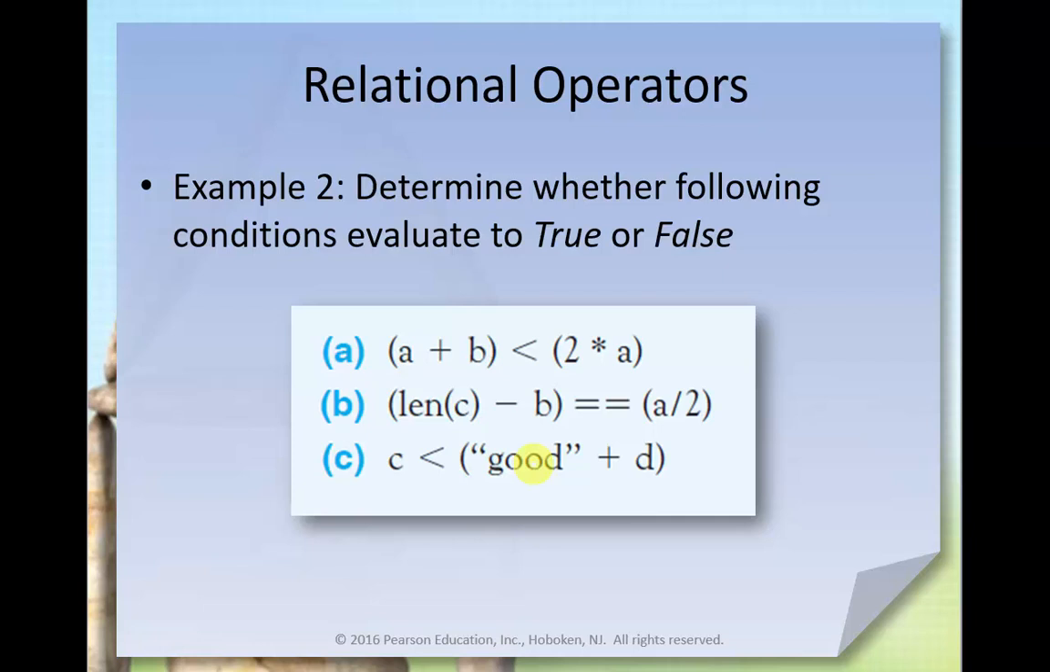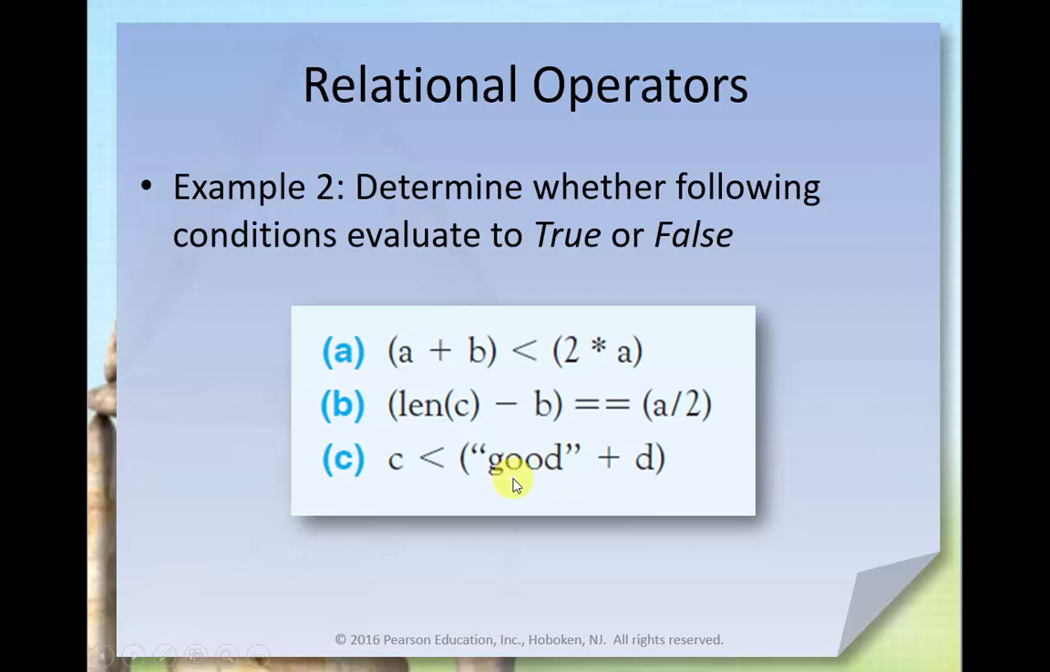So is C less than, well, actually you'd have to see the example in the book for this to make a little bit more sense. This is example 2 on page 424, where they have assigned the variables A and B the values 4 and 3, and the variables C and D the values hello and bye. So this is basically saying, is hello less than good plus bye? Is hello less than goodbye? Well, that would actually evaluate false because H comes after G in the alphabet.